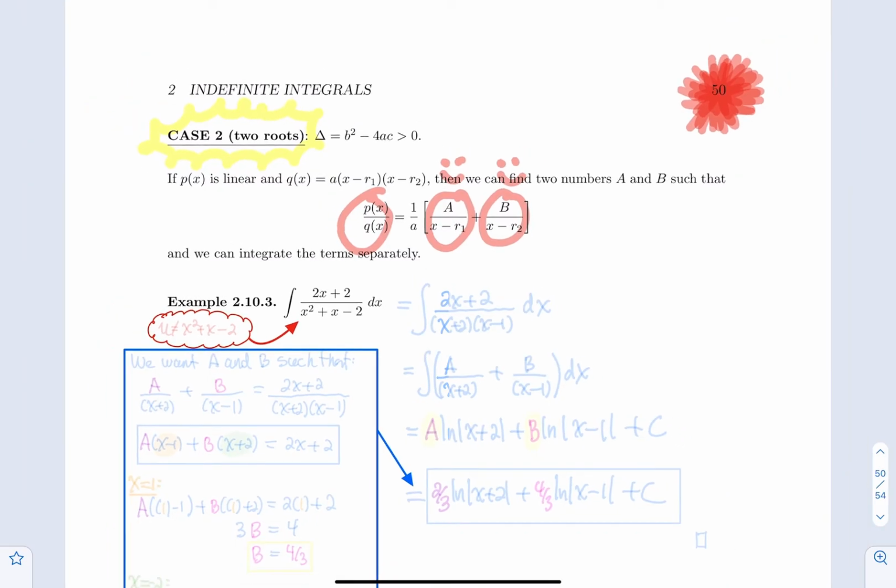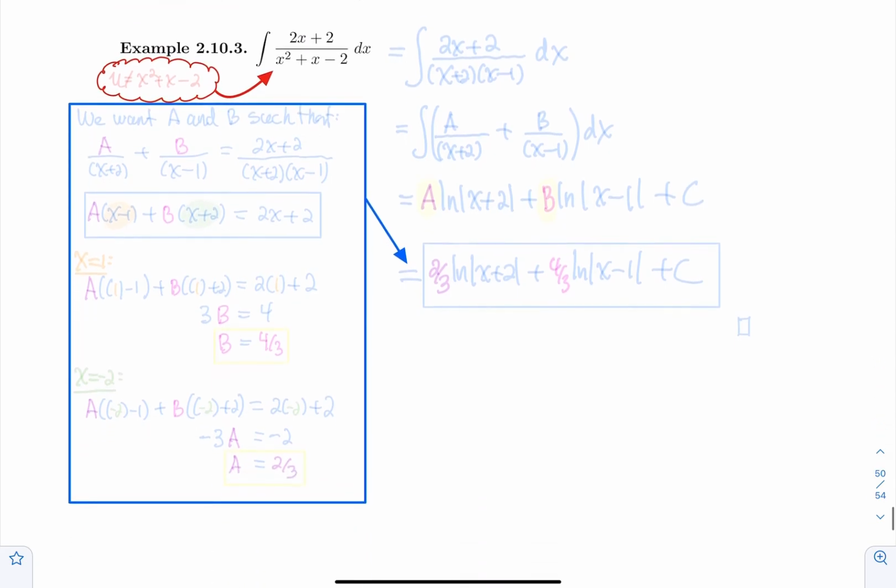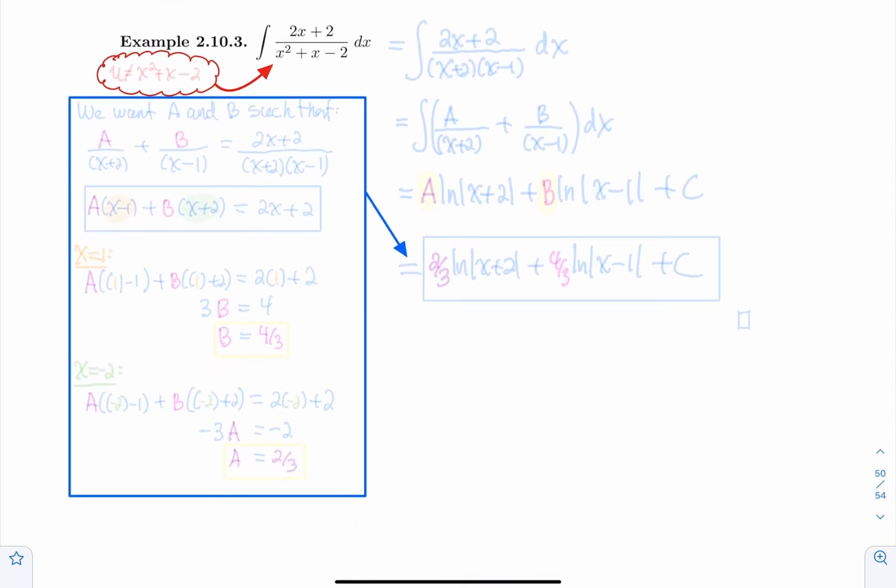And the best way to learn this is by going through an example and understanding first that the integration part of this question is very straightforward. And the computations involved behind partial fractions are purely algebraic. Anyways, let's look at this first example. Let's integrate 2x plus 2 over x squared plus x minus 2.